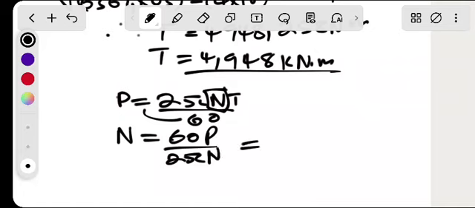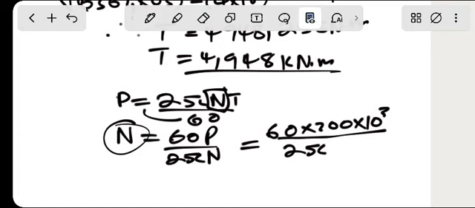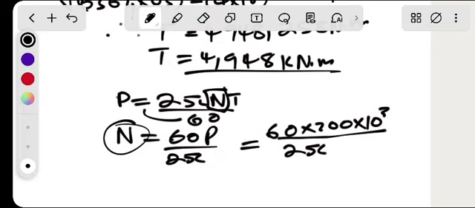So I want this N now. I divide 60. What was power? Power was given as 200 times 10 to the power of 3. That is our power. Divide by 2 pi. Alright, oh sorry guys, you see, I'm mad. This is supposed to be torque. Remember, I made this the subject, so divide by the torque, the one we just got there, 4,948 times 10 to the power of 3.